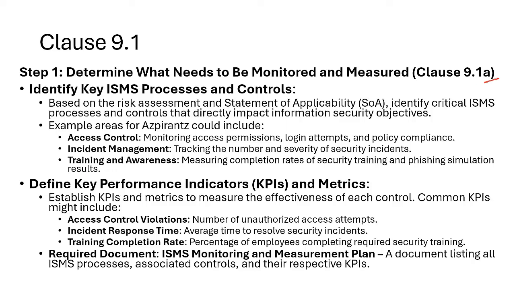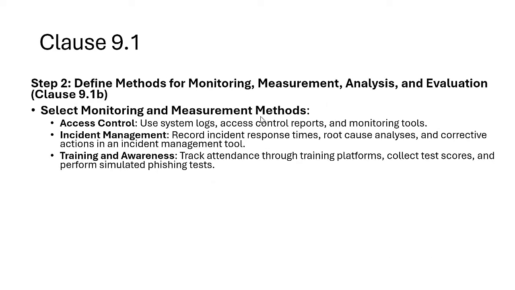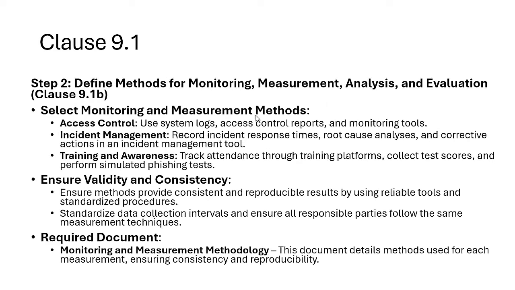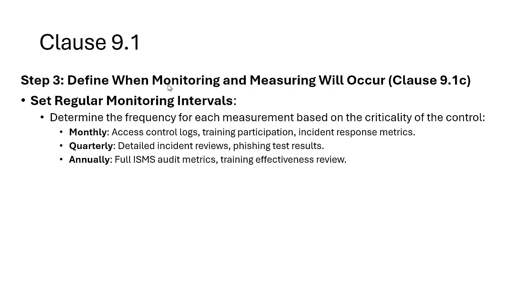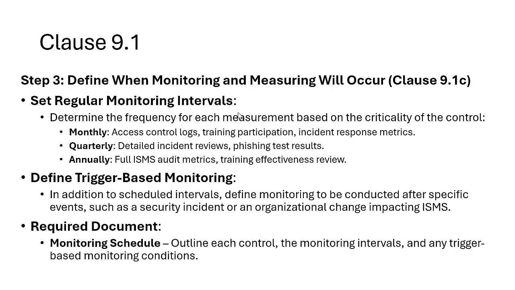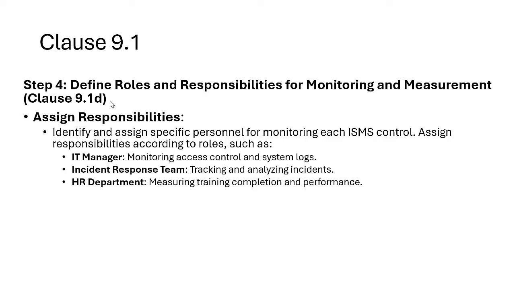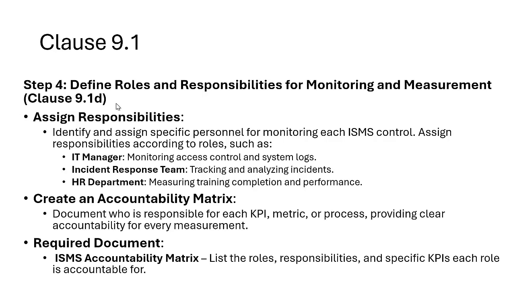Okay. So each clause 9.1 has sub clauses. So 9.1a, which says determine what needs to be monitored. 9.1b, which says define the method. Then 9.1c, which says define when monitoring needs to be done. And then 9.1d, which says roles and responsibility, which is there.